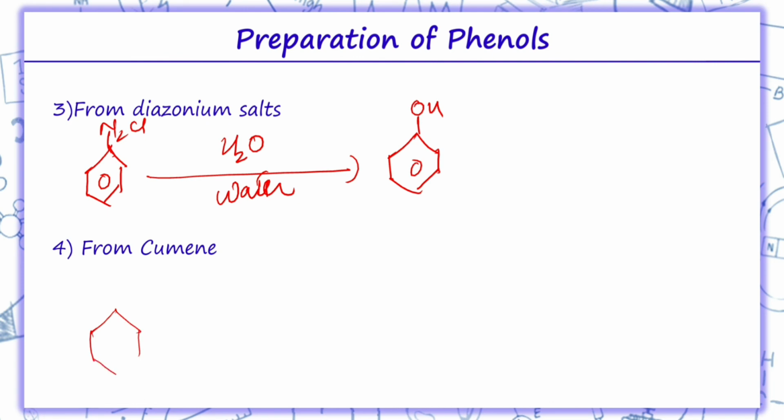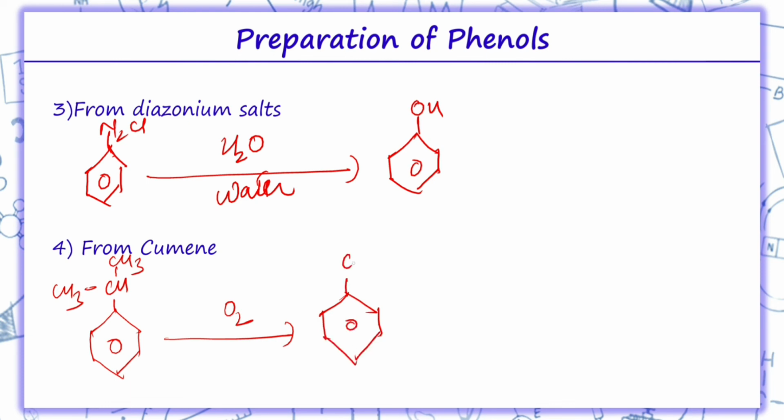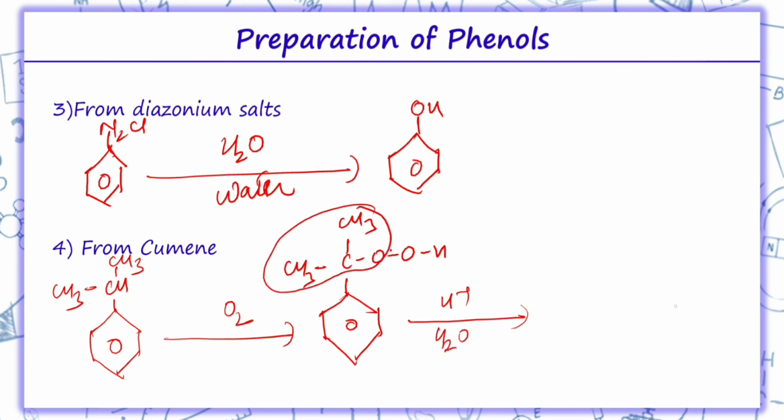Cumene is isopropylbenzene. So this is cumene, with CH3 and CH3. Cumene is oxidized in the presence of air to form cumene hydroperoxide. That is, we'll get over here C(OOH) and CH3. So this we got cumene hydroperoxide. Now on treating with dilute acid, CH3COCH3 will be obtained as a byproduct and phenol will be obtained.